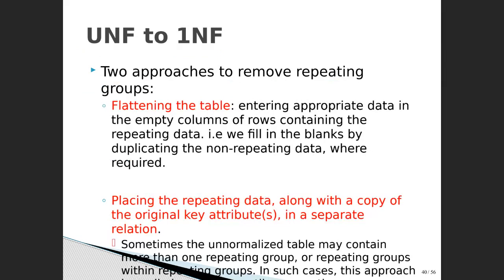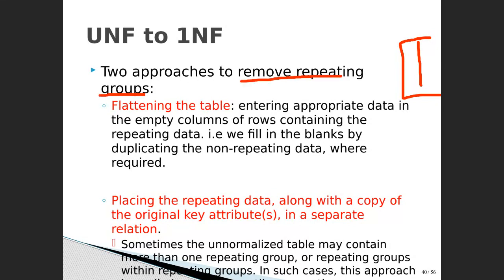Okay, how can we convert? The first step in normalization is to convert the unnormalized form. I'm going to give you an example now. Unnormalized form to first normal form. There are actually two approaches to do so, to remove repeating groups.